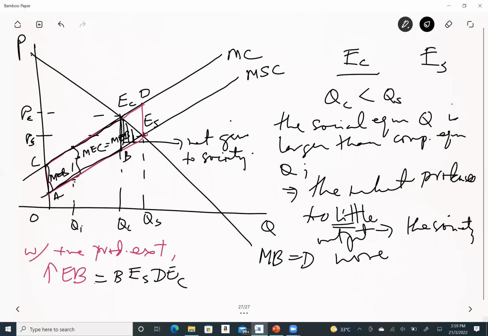All right. So the next type of externality is the positive consumption externality.